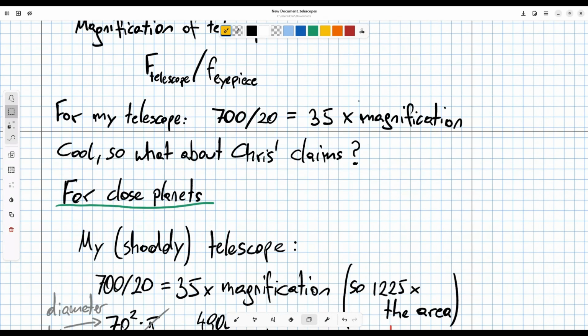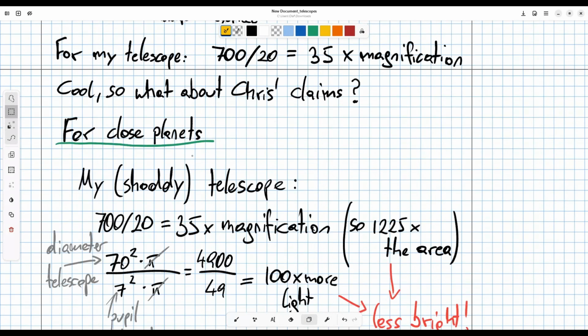So what about Chris's claims, which is what we really want to hear? If you recall from his videos, he claims, and this is the basic premise here, that telescopes magnify more than they collect light, so that the light density, if you will, the flux density of light, decreases on average. When you look at a planet, for example, the planet is more dim than it would be if you looked at it with just your eyes.